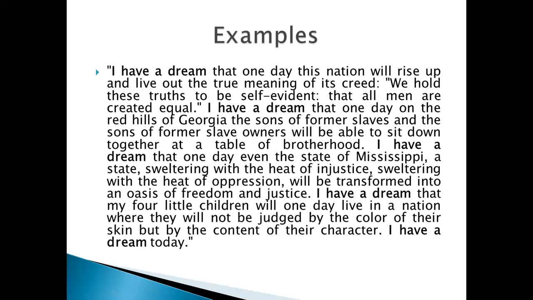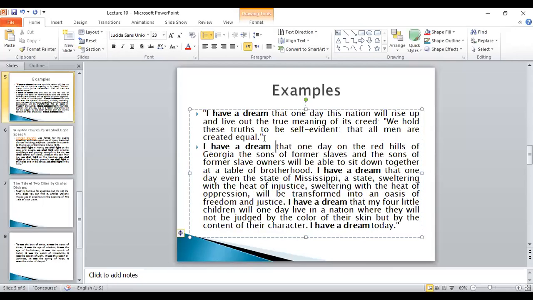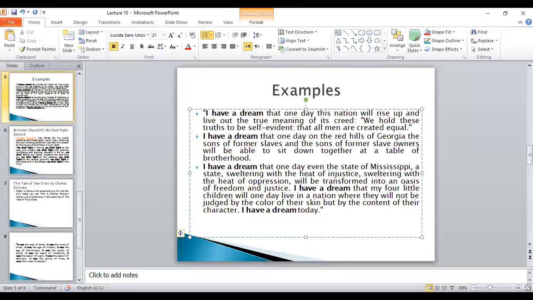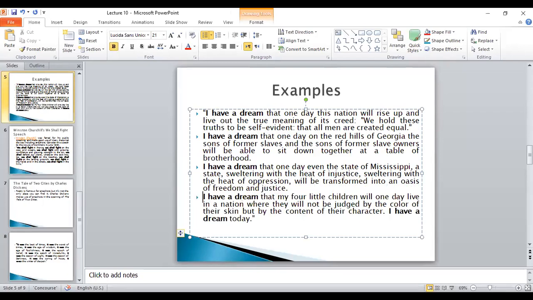I have a dream that one day this nation will rise up and live out the true meaning of its creed. We hold these truths to be self-evident, that all men are created equal. Then he says again, I have a dream that one day on the red hills of Georgia, the sons of former slaves and the sons of former slave owners will be able to sit down together at a table of brotherhood. Then again, I have a dream that one day even the state of Mississippi, a state sweltering with the heat of injustice, sweltering with the heat of oppression, will be transformed into an oasis of freedom and justice. Then again, I have a dream that my four little children will one day live in a nation where they will not be judged by the color of their skin, but by the content of their character. I have a dream today.